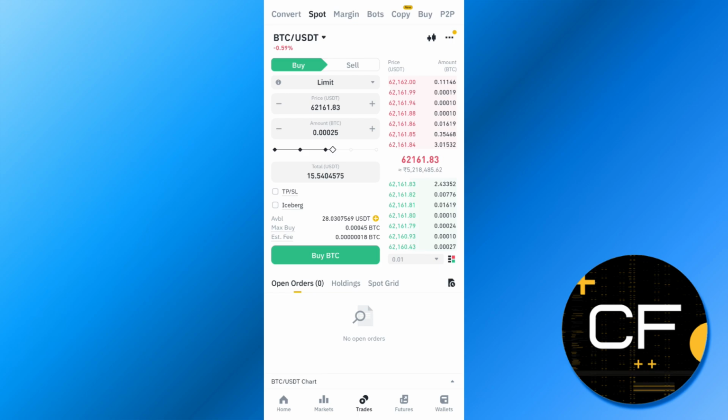my wallet. Now tap on the buy BTC option, and once you do this your order will be in the open space, but when the price comes to the price that you have selected, your order will be filled and you will be able to purchase Bitcoin in your account.